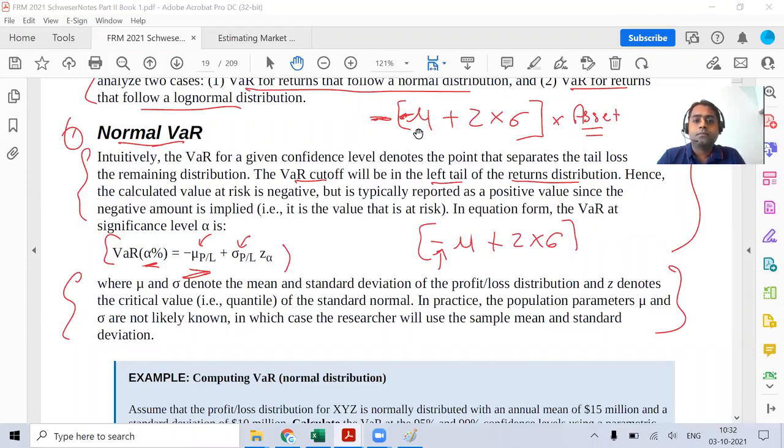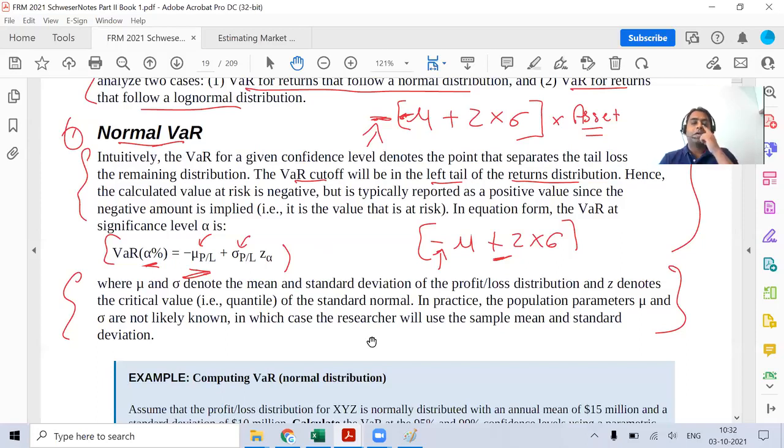Sir, is it mu minus z into sigma or mu plus z into sigma? This is plus, no? Sir, so when the minus sign comes, it is not outside the bracket. Okay, it is not outside the bracket. Okay.